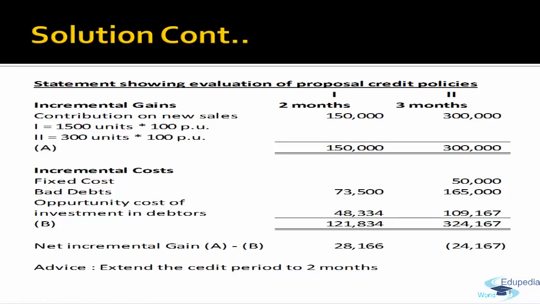And in 3 months, there are 300 units increased due to loosening of the credit period, giving you a contribution of 100 rupees per unit. So that will give you an increase in the contribution of 3 lakh rupees. So when you compare the incremental gain and incremental cost under both the proposals, in proposal 1 there is a gain of 28,166 due to loosening of this credit period, and in proposal 2 there is a loss of 24,167. So you can evaluate that extending the credit policy for 2 months is beneficial for the company, right?